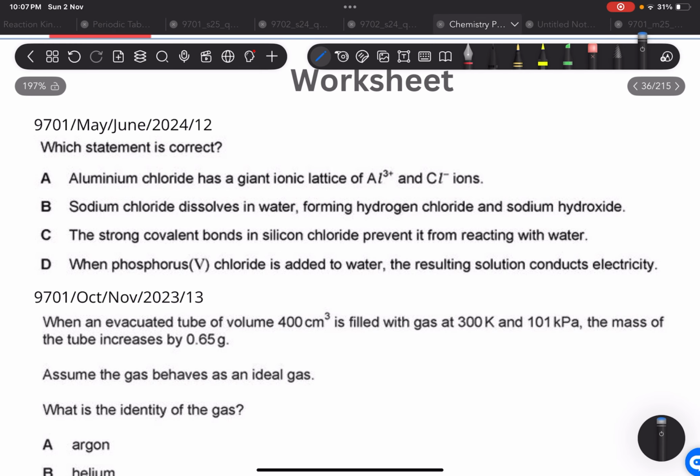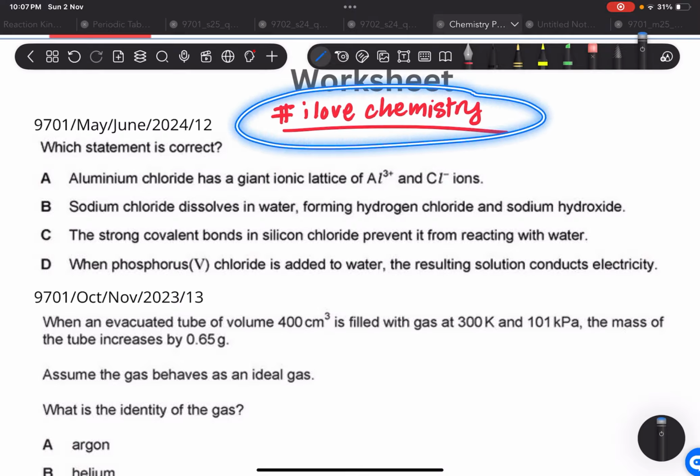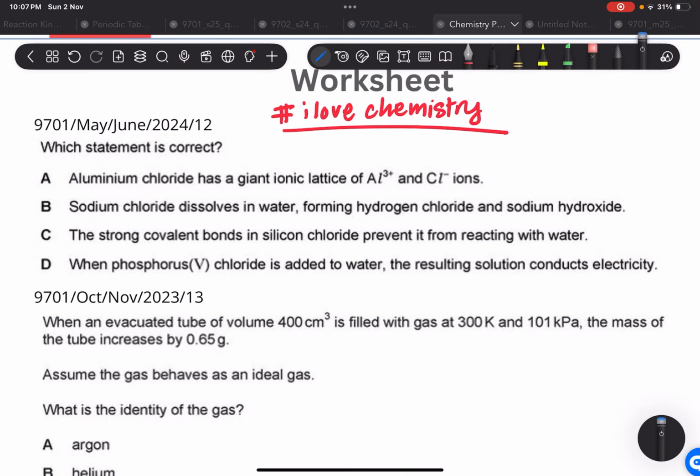So let's get started. And before starting any subject, I advise one thing that really works: write on the top that I love chemistry. And when you say this, I don't know, it's the universe or energy or whatever, it really just feels like you love what you're doing. And when you like what you're doing, you do it well. And that's what I believe.